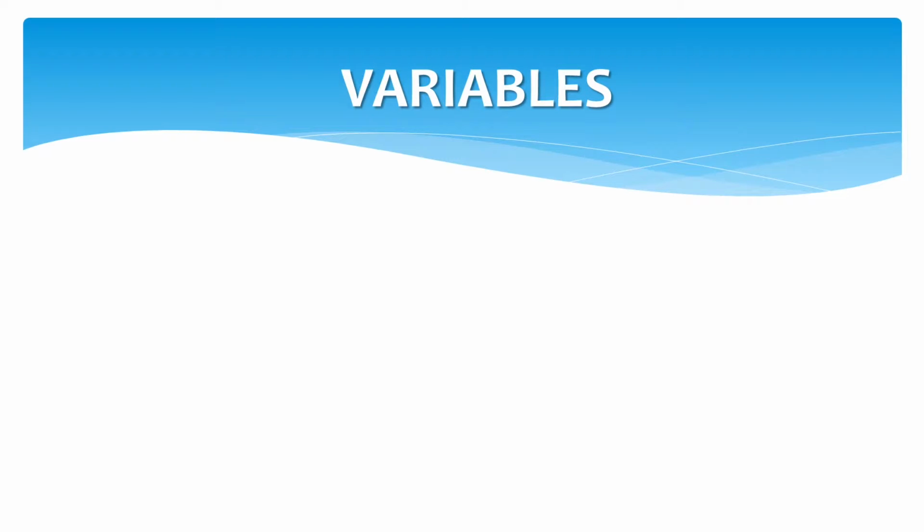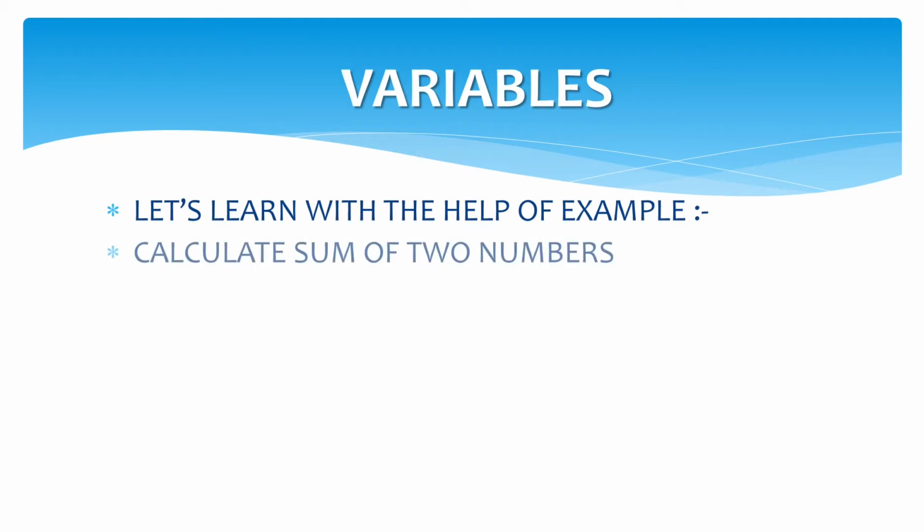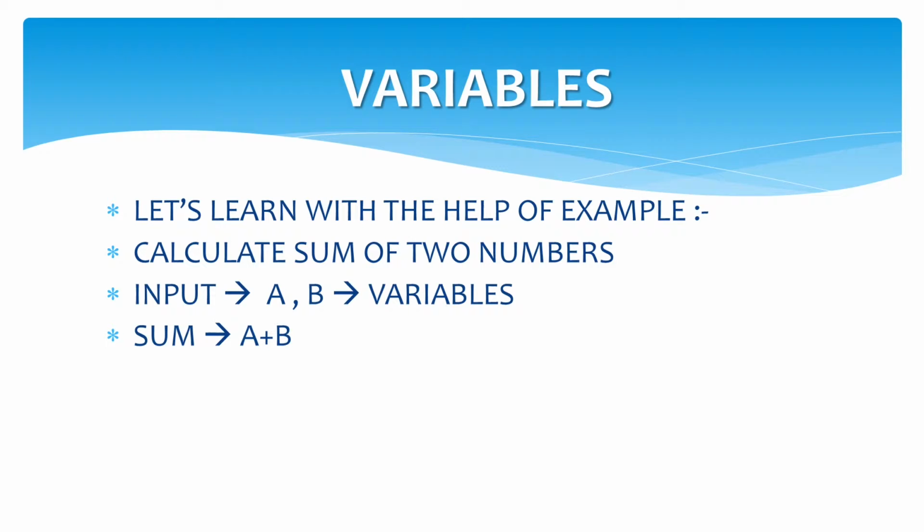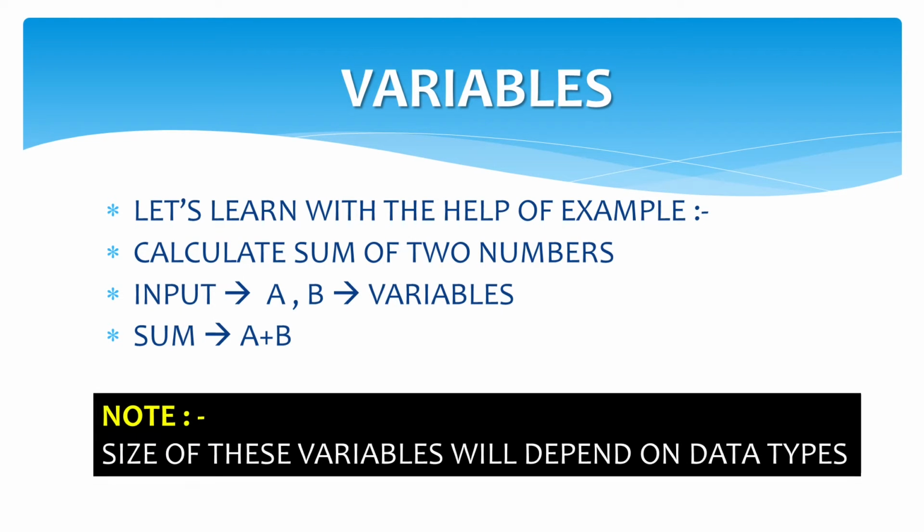Here we will be understanding firstly what variables are. Let's take an example. Let's say we have to calculate the sum of two numbers. So here we have taken a and b as two numbers, and these two numbers are known as variables because variables means that their value can vary. That's why they are known as variables. So a plus b. I have written here that the size of these variables will depend on data types. So there is a particular range and size.